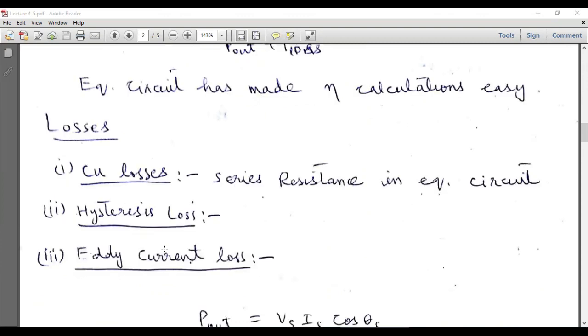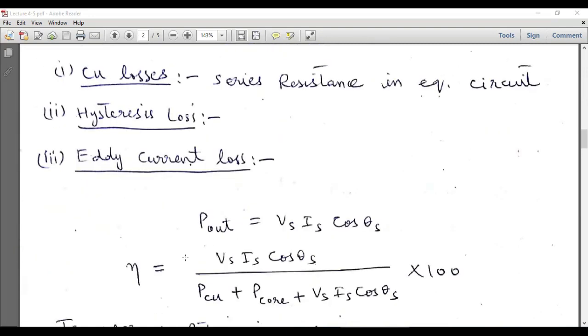So in transformer, there are several types of losses, and the first type of losses are called copper losses, and these losses are produced due to the resistance of the primary and the secondary windings. So these are also called I square R losses. And second types of losses are called core losses, and core losses are also called as iron losses, and they are also called as magnetic losses. So core losses has two types, hysteresis loss and eddy current loss. So both of these losses are the core losses.